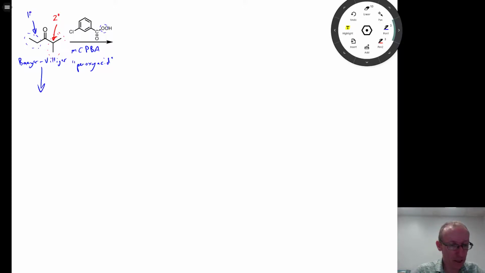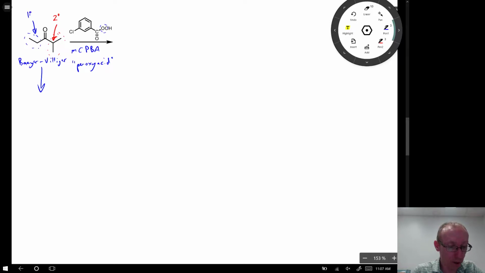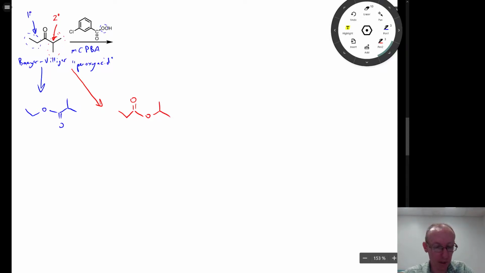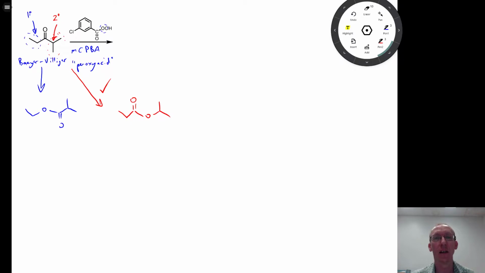So if we get the primary group migrate, we're going to get that group attached to the oxygen of the ester. So that is going to give this product. If we have the secondary group migrate, I'll do this in red, the ethyl group is still attached to the ketone carbonyl carbon, and then the oxygen has now been inserted in between the carbonyl and the isopropyl group. So this one is the one that will win, and that's what we're really looking for when we ask a question like this in an exam.